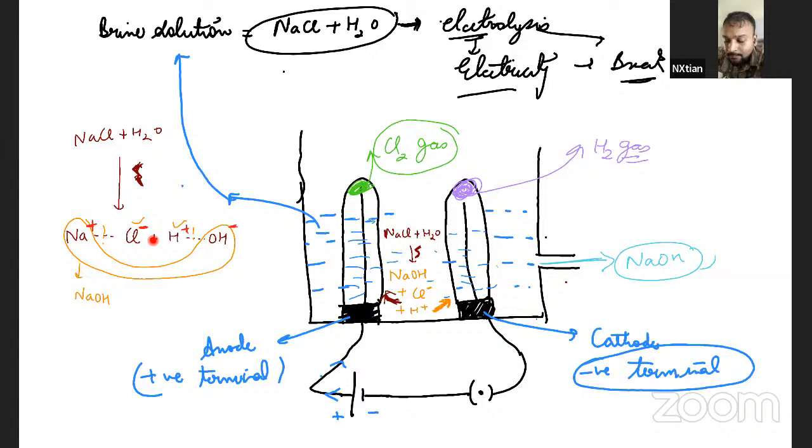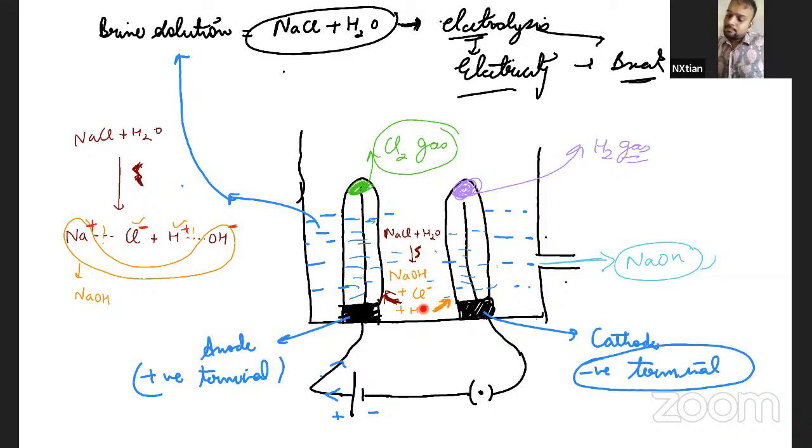Cl minus is there. The minus will attract towards the anode, which is the positive terminal, and make chlorine gas on the anode. And H plus is there. It will go towards the cathode because positive is there, so it will make H2 gas. Yes, this is what electrolysis is.